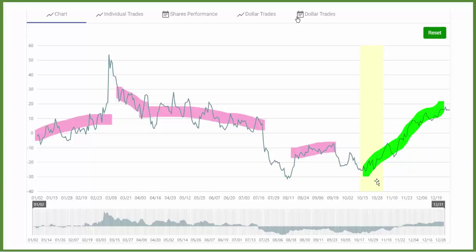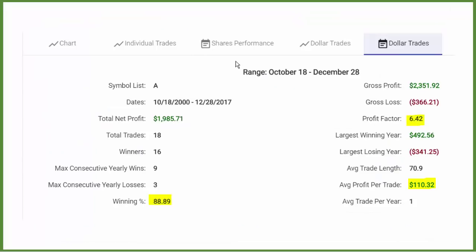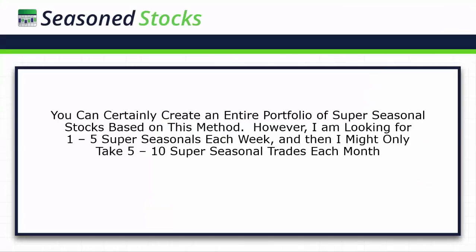But it might be the beginning of a time period that is a little bit longer, and it might actually have a potential buy. And so I may, at that point, list it as a super seasonal for a longer term period, based on those longer term stats that I've shown you here. Okay. But again, I haven't decided at this point. I'm only going through the process of narrowing down. All right. So you can certainly create an entire portfolio of super seasonal stocks based on this method.